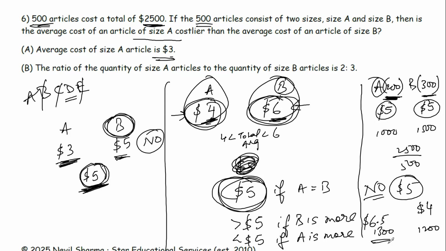Now, is the 6.5 average greater than 4? The answer is yes. So we're getting a no and a yes situation. So the statement doesn't answer. Therefore, D is out. Only A answers. So 6 is A. Got it? All right. Seventh one.